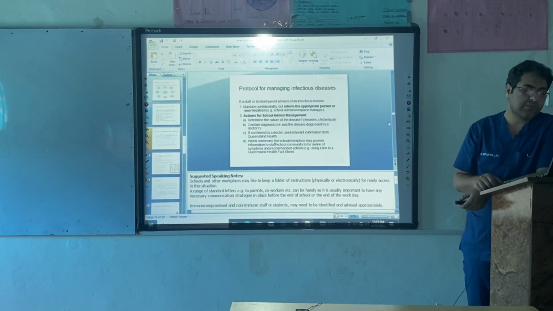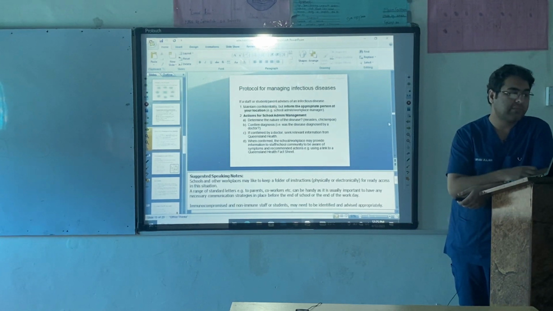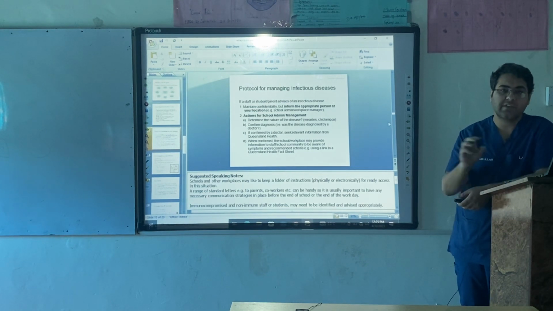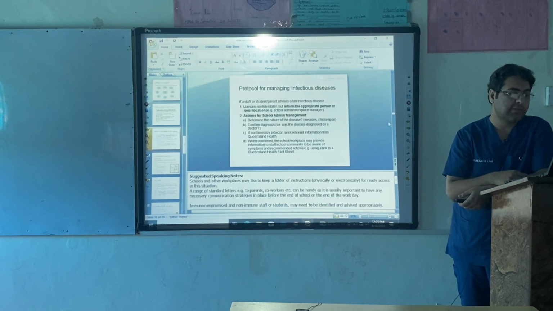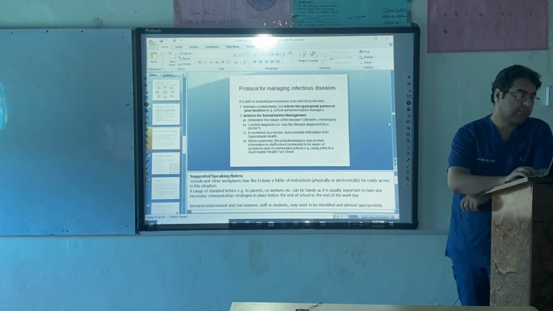The second thing is actions for the hospital or the school administration: determine the nature of the disease, measles, chickenpox, etc. The other thing is confirmed diagnosis, that is, was the disease diagnosed by a doctor. If confirmed by a doctor, seek relevant information from the concerned healthcare department, and when confirmed, the school or the hospital may provide information to the staff community to be aware of symptoms and record recommended actions, for example, using a link to Queensland Health or the respective hospital.